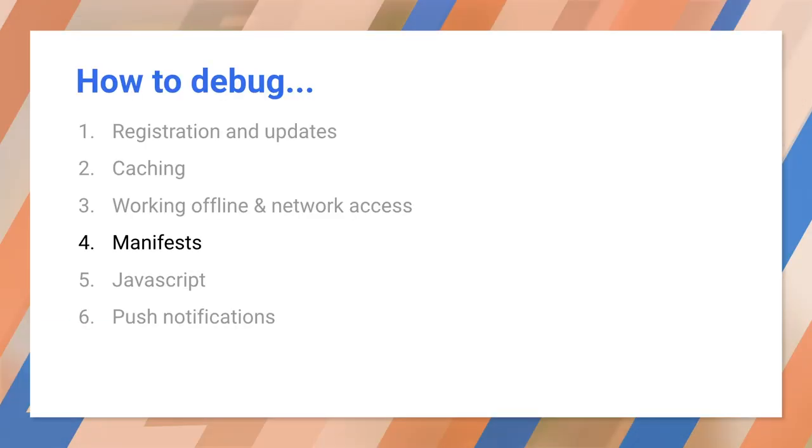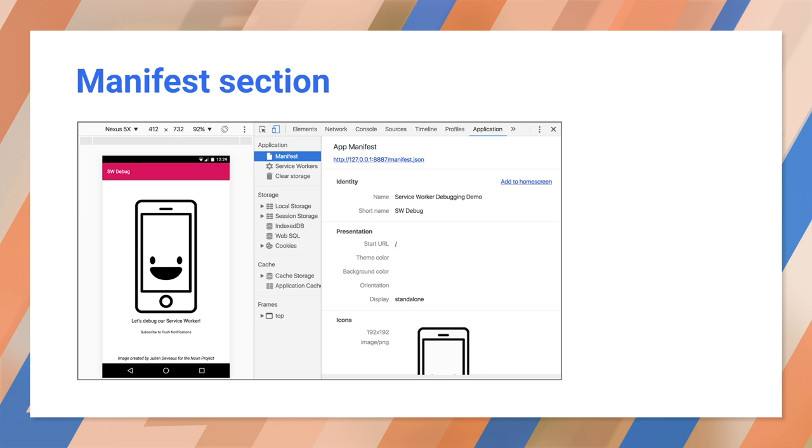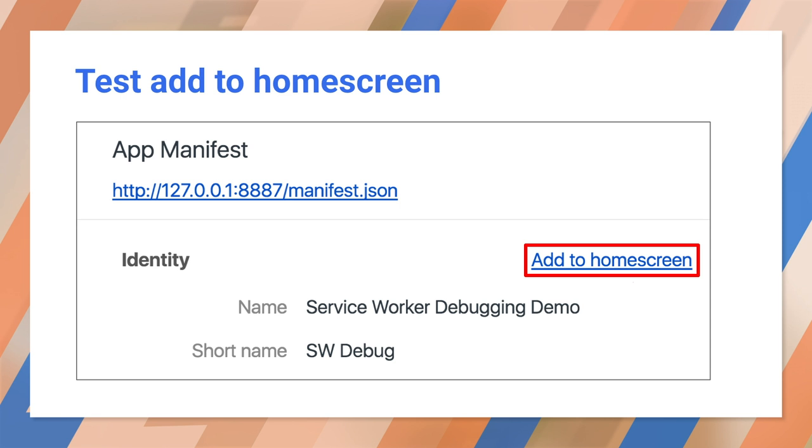There's just one more piece that you must have, and that's the manifest. I'm going to add a pre-written manifest to the project. Use the manifest inspector to check the contents of your manifest file. You can click Add to Home Screen to trigger Chrome's add prompt.